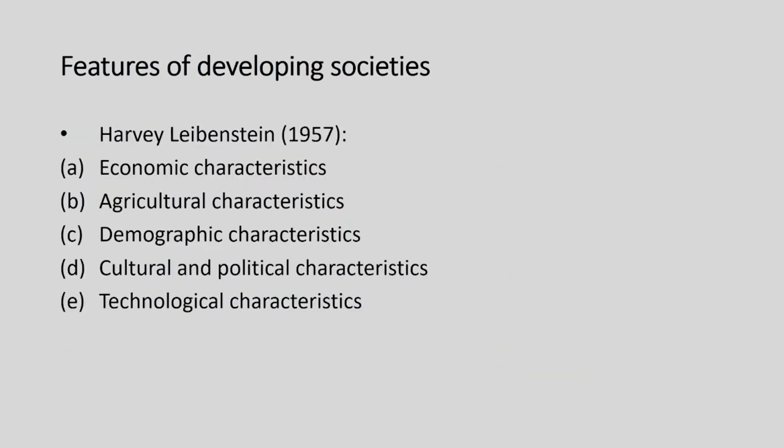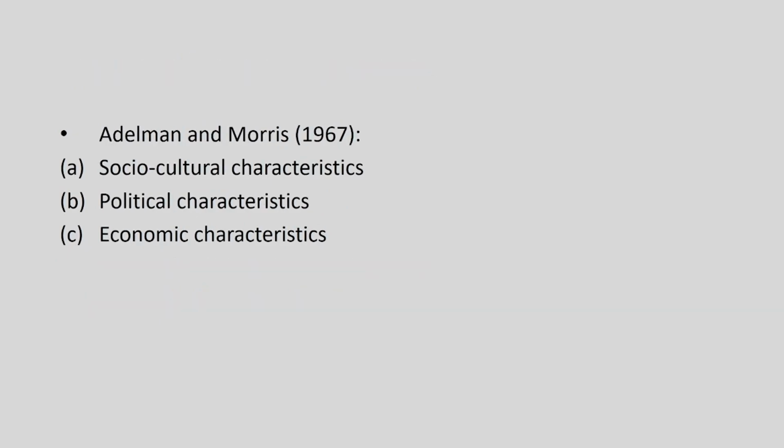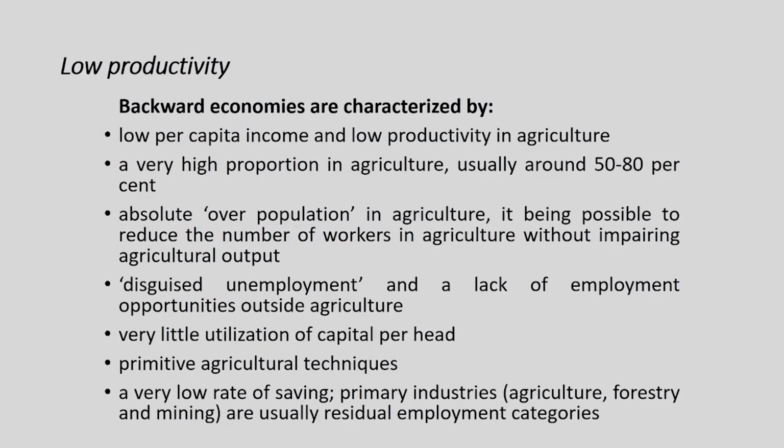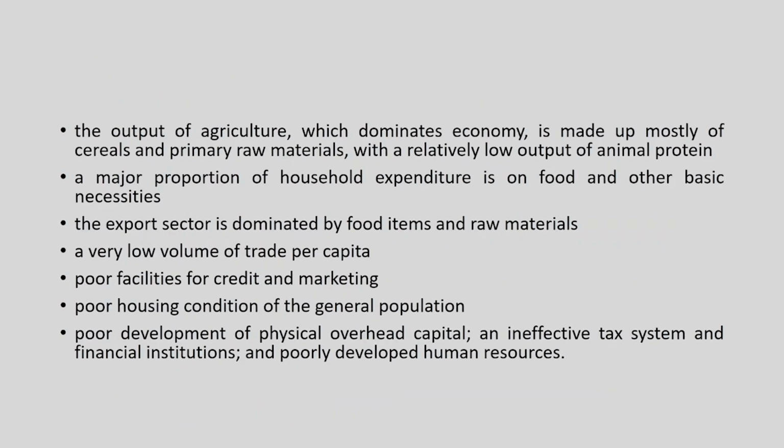And that's how Harvey Leibenstein mentions the various features of developing societies in terms of economic characteristics, agricultural characteristics, demographic characteristics, cultural and political characteristics, technological characteristics, and so on. Adelman and Morris suggested sociocultural characteristics, political characteristics, and economic characteristics. We have discussed all these things.